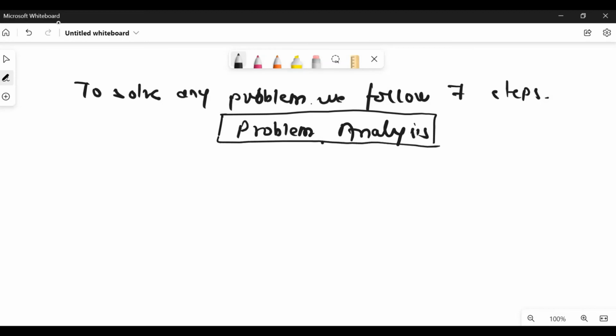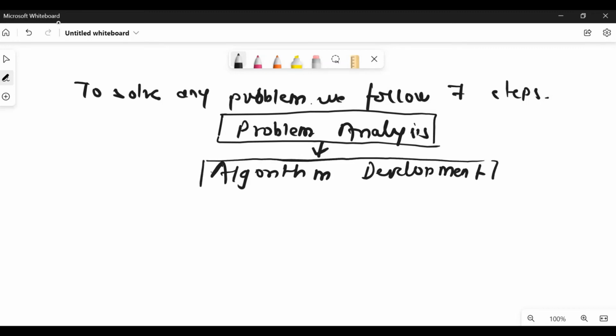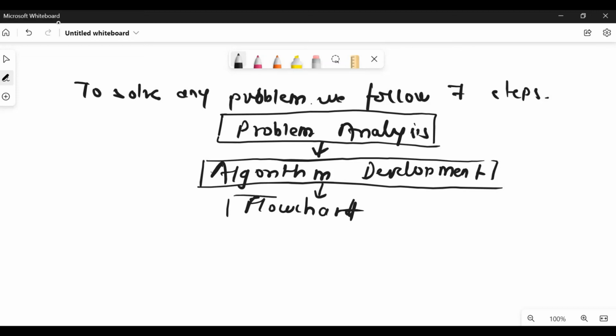After analysis of the problem, we go to algorithm development, that is, we write the algorithm. I'll be discussing each topic in detail, don't worry about that. Next we have the flowchart. It is a flowchart, the third step.